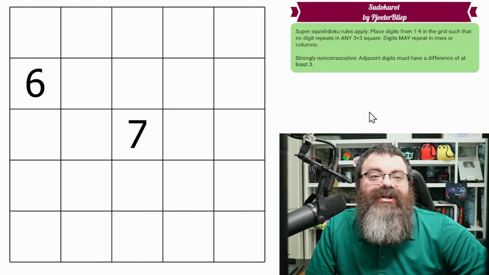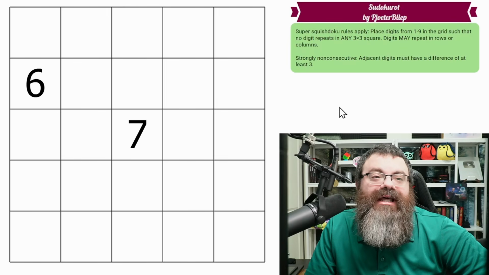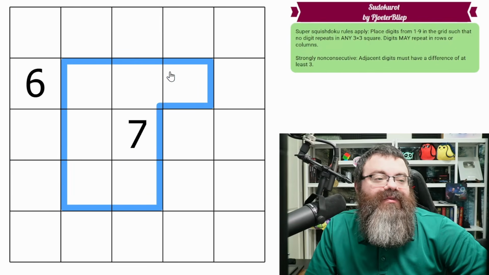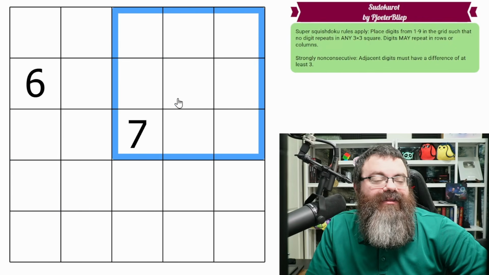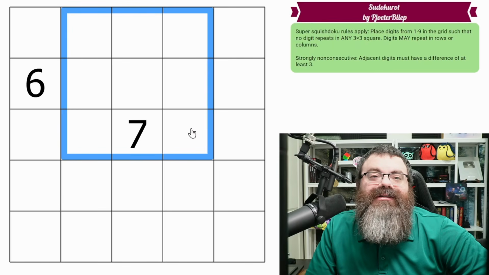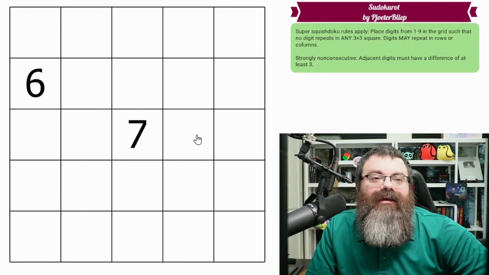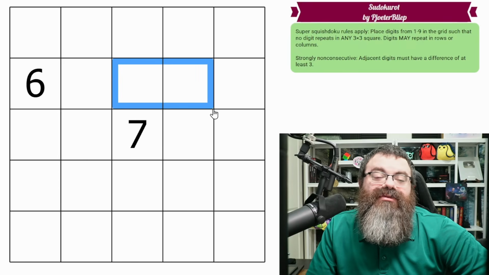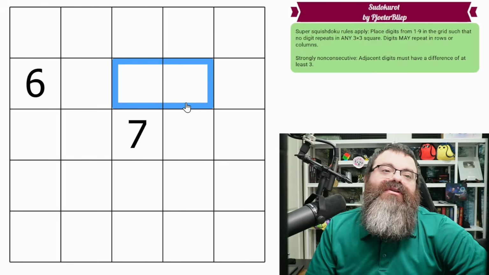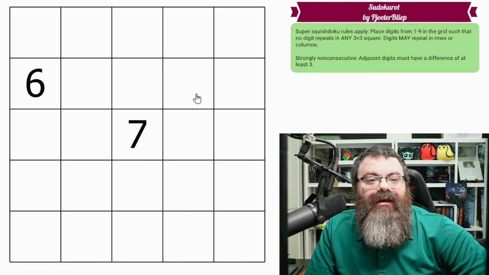It is a super squish doku. So we are placing the digits 1 through 9 in the grid such that no digit repeats in any 3x3 square. So this would be a 3x3 square, this would be a 3x3 square, this would be a 3x3 square, this would as well. In all of those 3x3 squares, digits do not repeat. However, digits may repeat in rows and columns. And then it's strongly non-consecutive. Adjacent digits must have a difference of at least 3. Normally non-consecutive is a difference of at least 2. This is even stronger than that, a difference of at least 3. All right, and those are the rules.